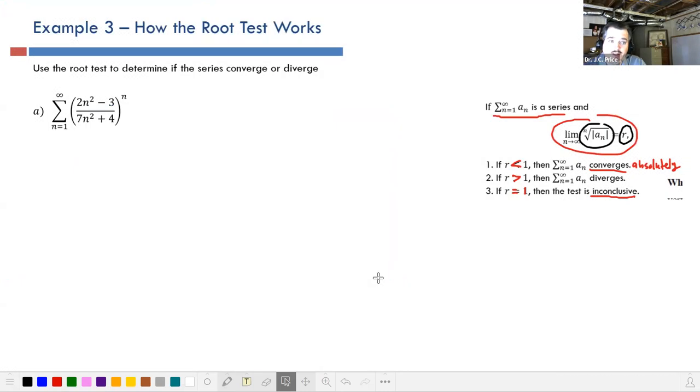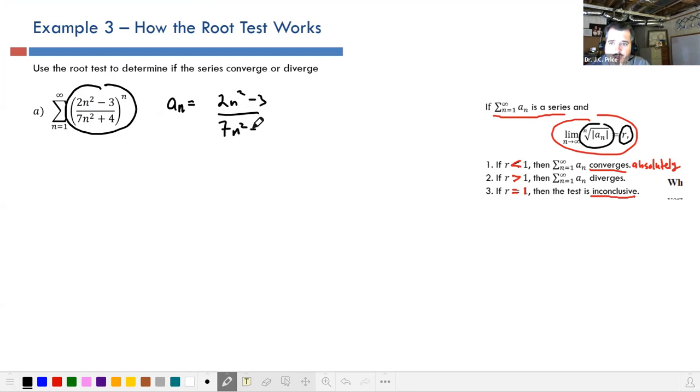Now remember, you won't have these tests written down when we take the exam, so you're going to have to remember them somehow. I always recommend flashcards. It's the easiest way. So how are we going to do this? Well, here's my nth term right here. So if you want, you can identify your term: a sub n equals (2n squared minus 3 divided by 2n squared plus 4), all to the nth power.